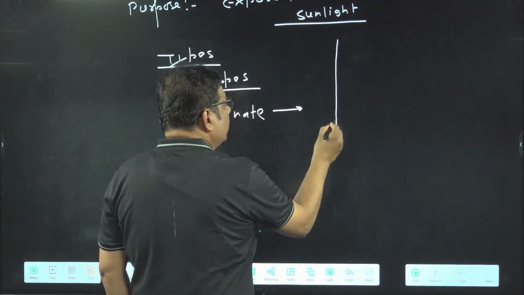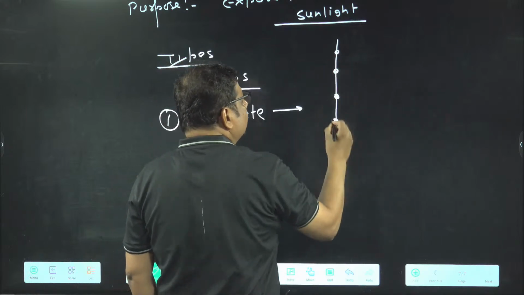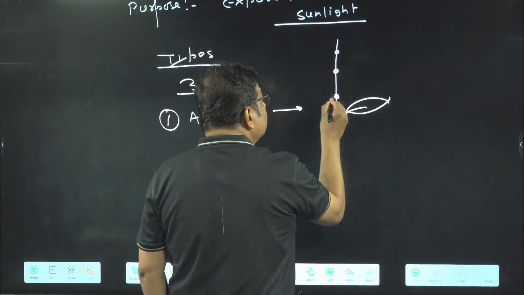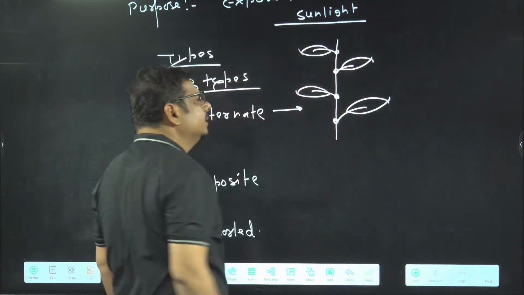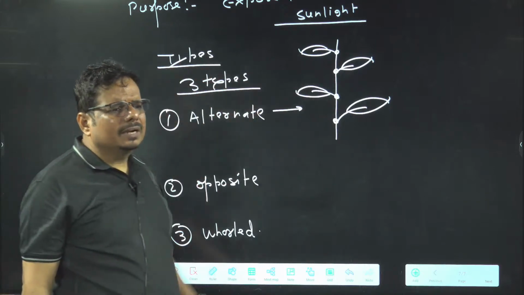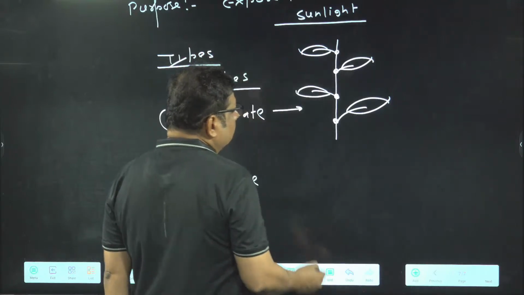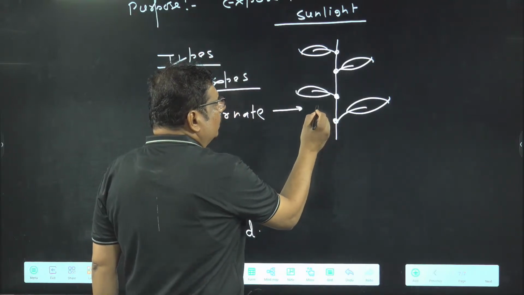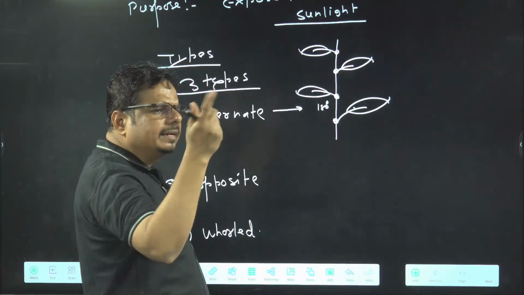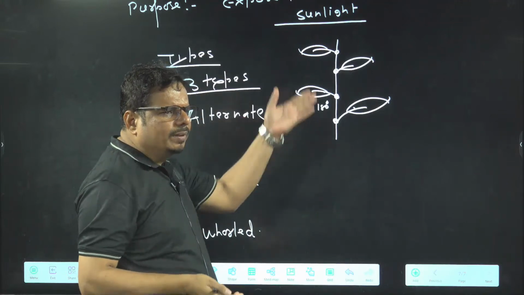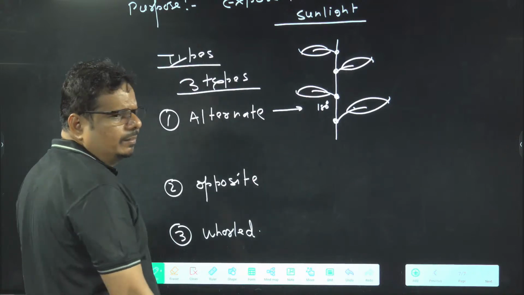This is a stem, this is the node. So in alternate phyllotaxy, from each node, how many leaves are arising? Only one leaf is arising, alternately. There are many types of alternate phyllotaxy also, but it is not your cup of tea. In the diagram I drew here, what is the angle between two leaves? 180 degrees. Based on the angle between the two leaves there are many different types of alternate phyllotaxy, but it is not in your syllabus, so we will not talk about it.